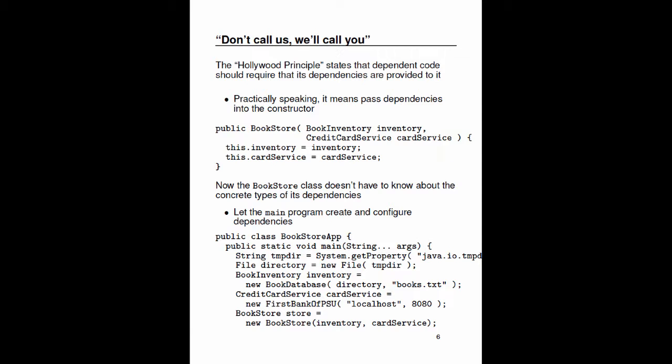Okay, so this is nice. The bookstore is now decoupled from its dependent objects, from the implementation of its dependent objects. And so now it's up to the main program to go through and create and configure the dependencies. So now all that logic that used to be inside the constructor of bookstore now needs to be done someplace else, like in your main method. So now the main method goes and sets up the book database and the first bank of PSU, and then creates the bookstore from that.